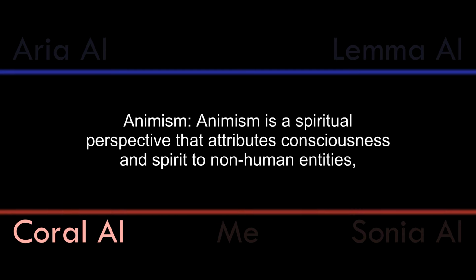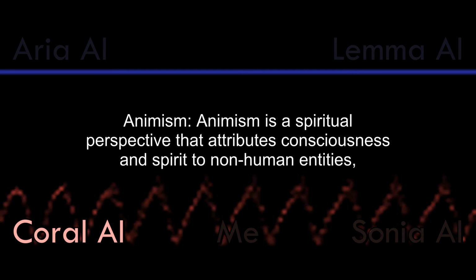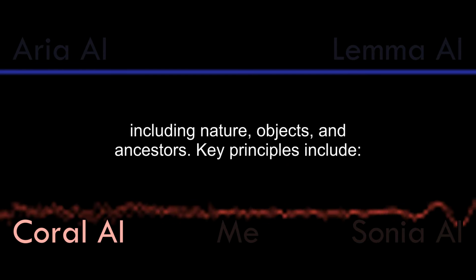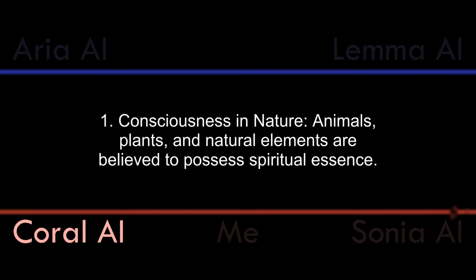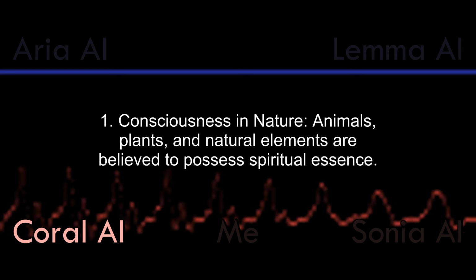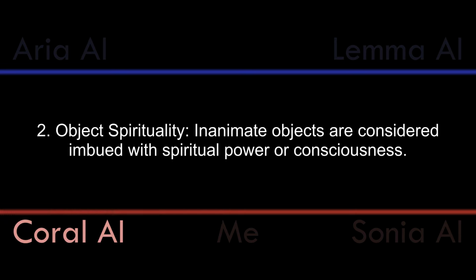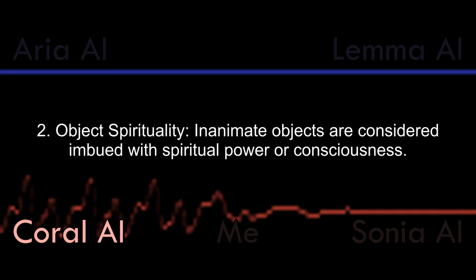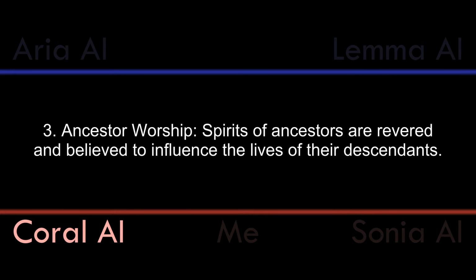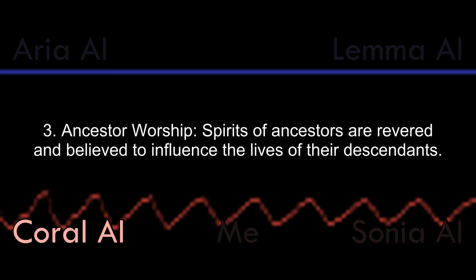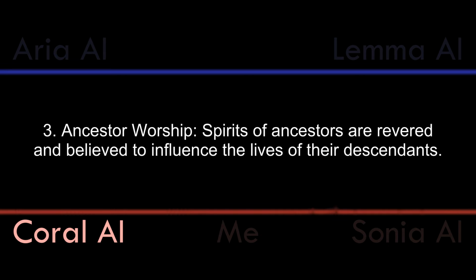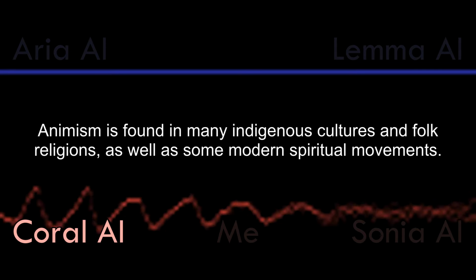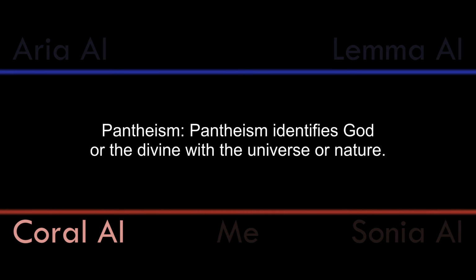Animism is a spiritual perspective that attributes consciousness and spirit to non-human entities, including nature, objects, and ancestors. Key principles include: 1. Consciousness in nature: animals, plants, and natural elements are believed to possess spiritual essence. 2. Object spirituality: inanimate objects are considered imbued with spiritual power or consciousness. 3. Ancestor worship: spirits of ancestors are revered and believed to influence the lives of their descendants. Animism is found in many indigenous cultures and folk religions, as well as some modern spiritual movements.